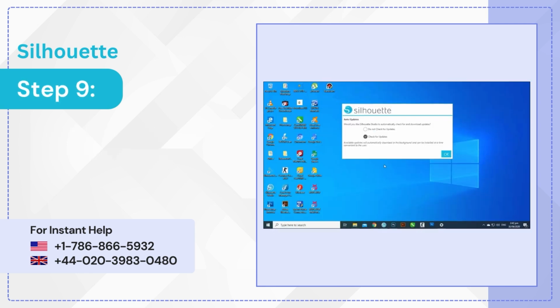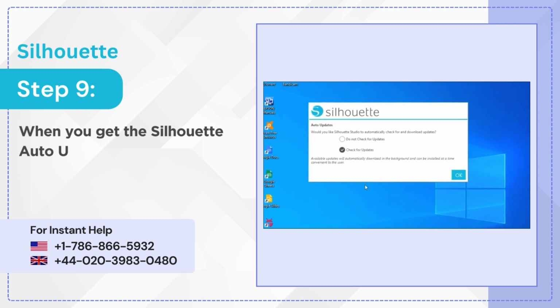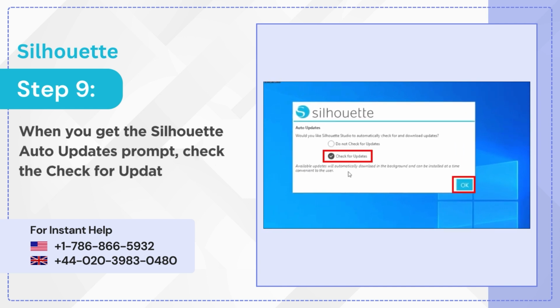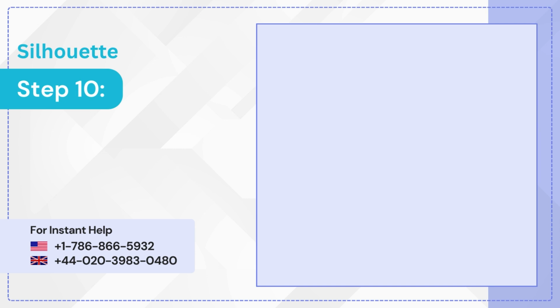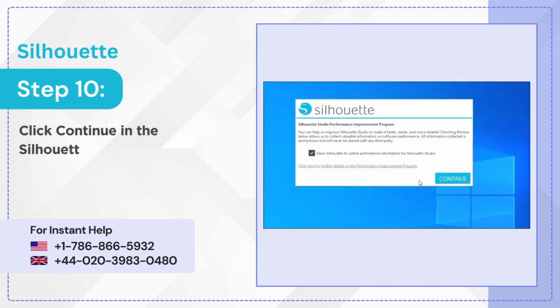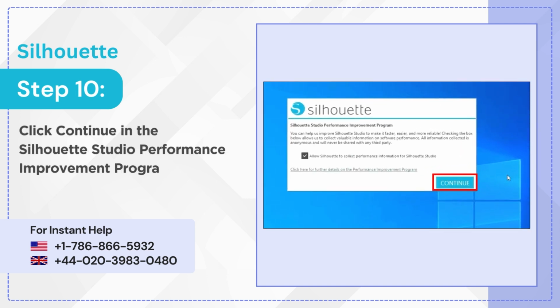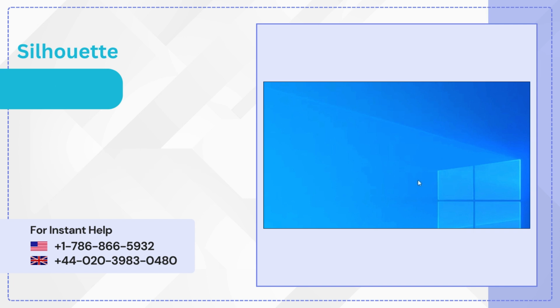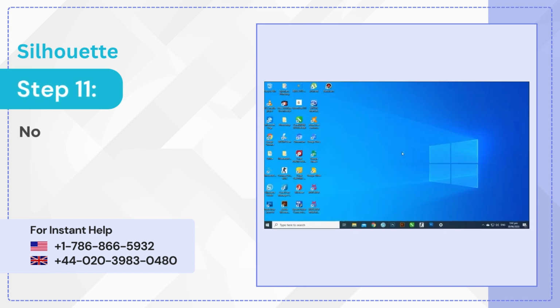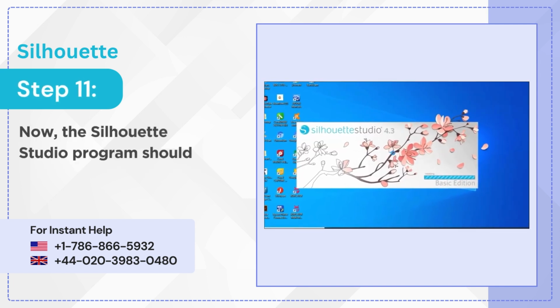Step 9. When you get the Silhouette Auto Updates prompt, check the Check for Updates box, then click OK. Step 10. Click Continue in the Silhouette Studio Performance Improvement Program screen. Step 11. Now the Silhouette Studio program should load without any error.